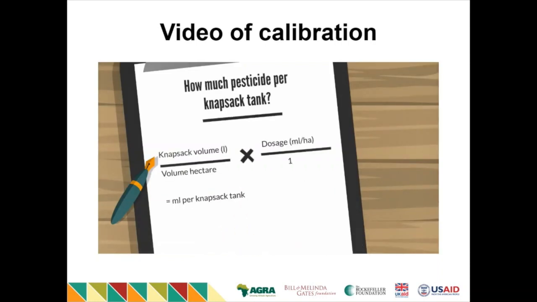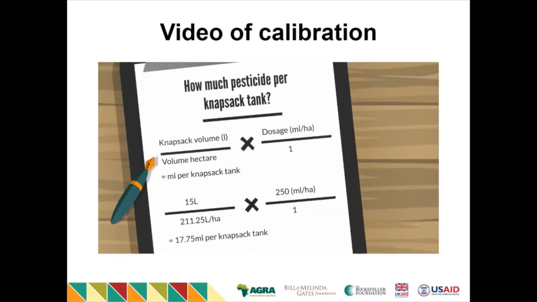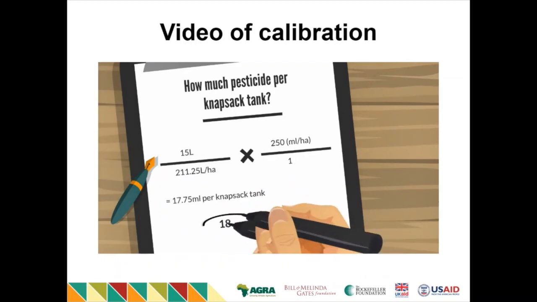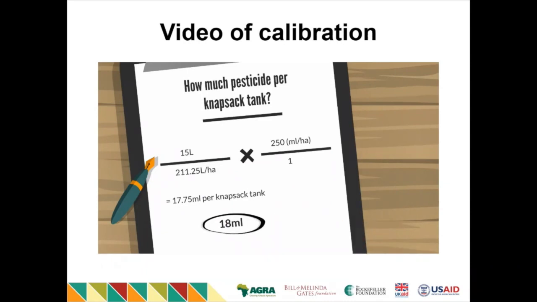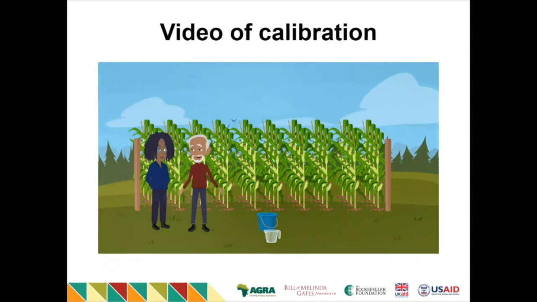That'll be 15 over 211.25 times 250 divided by 1, which gives us 17.75 milliliters per tank. So I will need to add 18 milliliters to my spray tank. Correct again. You see, I told you this was easy. I'm really getting the hang of this.